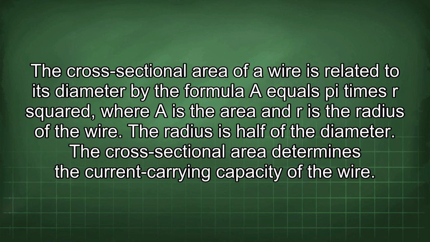The cross-sectional area of a wire is related to its diameter by the formula A equals pi times r squared, where A is the area and r is the radius of the wire.